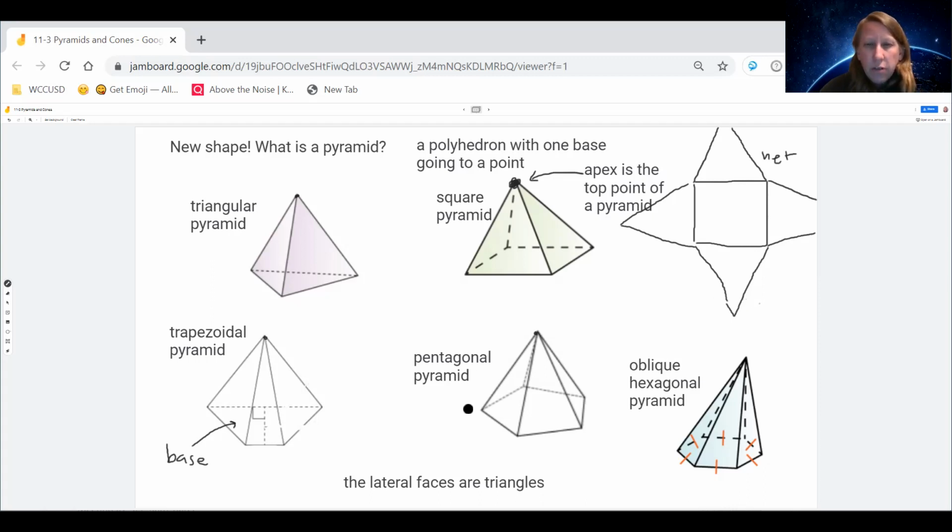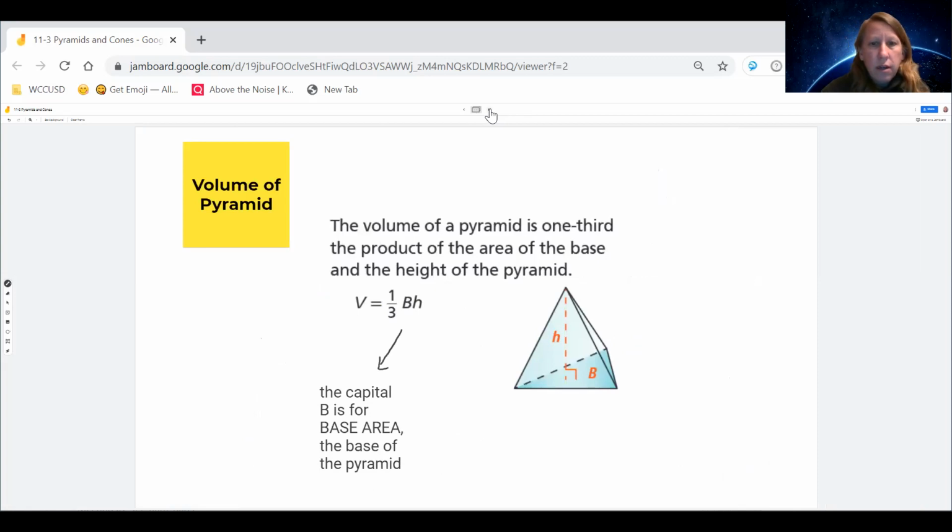We could try to find the surface area. This triangle is a different size and shape than this triangle. But if this is an isosceles trapezoid, these two triangles would be the same. So it kind of depends. If it's a regular figure on the bottom, then all the triangles will be the same. If it's not regular, then the triangles will be different sizes. So that's how pyramids work.